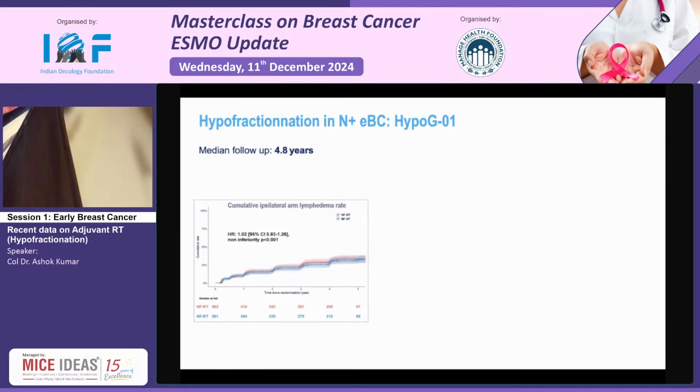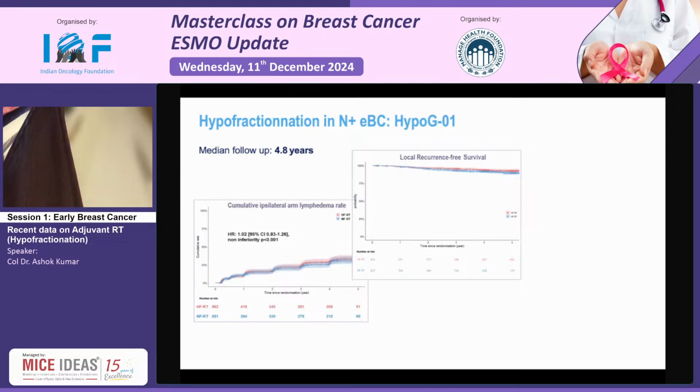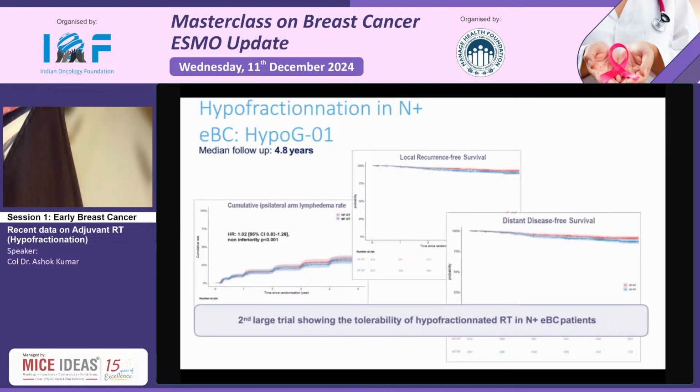It was grade 3 or higher, 12.6% of toxicity was seen. Coming to the local recurrence-free survival rates, almost equivalent, and distant disease-free survival rate, almost equivalent. So this is one of those large trials which showed that tolerability of hypofractionated radiation in node-positive early breast cancer is feasible. And rather than giving a 5-week regimen, we can do away with it for the 3-week regimen, which the patients are also tolerating with equivalent side effect profile, and we can deal with those side effects.